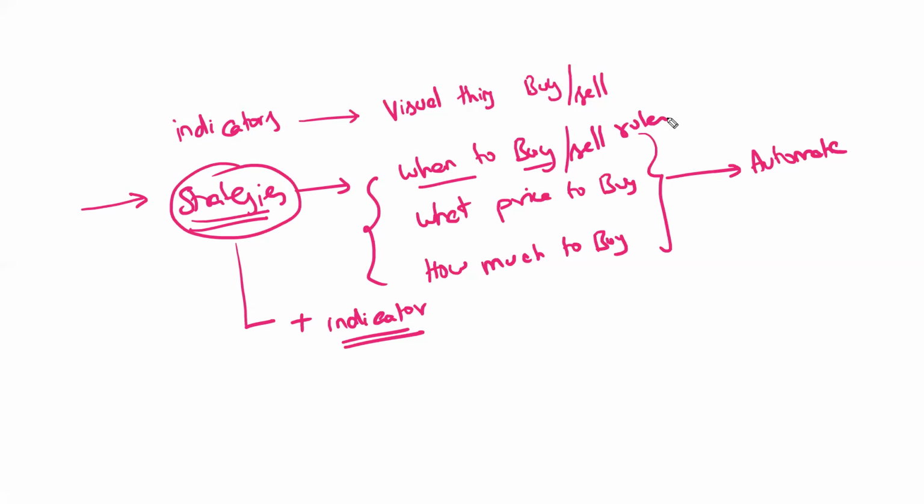Now that is a subtle difference between indicators and strategies. An indicator cannot be backtested. So if you want to backtest, you have to write a rule: when to buy, when to sell, what price to buy, how much to buy, how many quantity to buy, how you're going to buy it. You're going to double your position or triple your position, or go pyramiding. All that information you have to explain in the strategy.